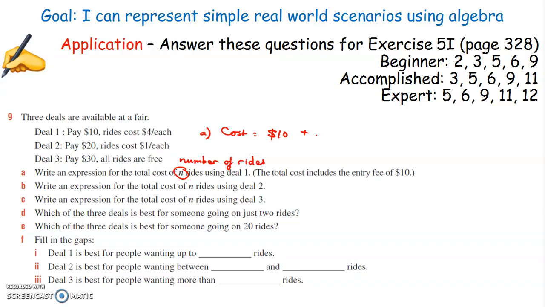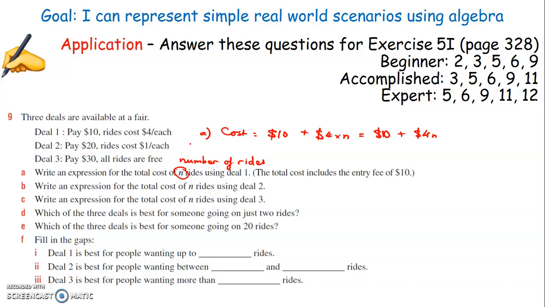So what we have to do then, say if you go on only 1 ride, that's going to cost you an extra $4. If you go on 2 rides, that's going to cost you an extra $8, right? So what we're doing there is we're taking the $4 per ride and we're multiplying it by the number of rides, so n. So here, what we have is 10 plus 4n, okay? And this is our expression for the cost of deal 1.